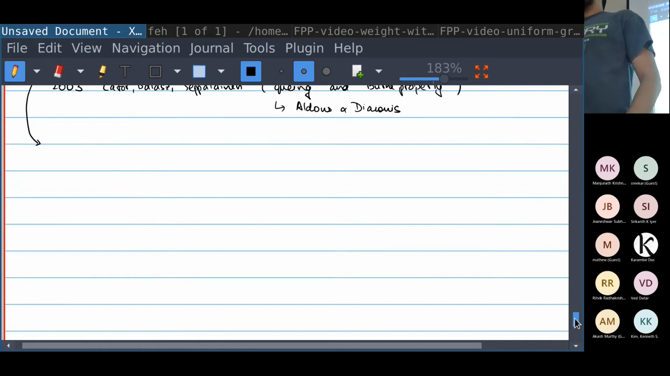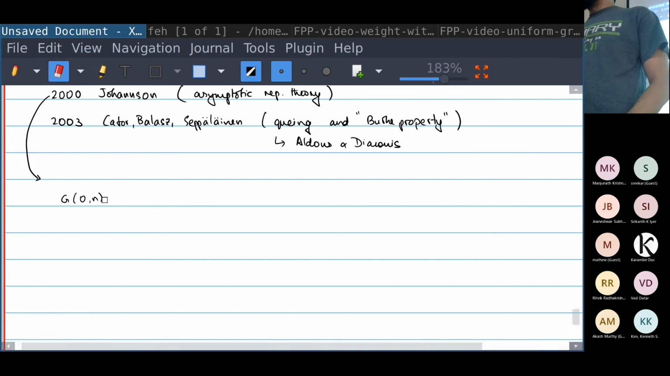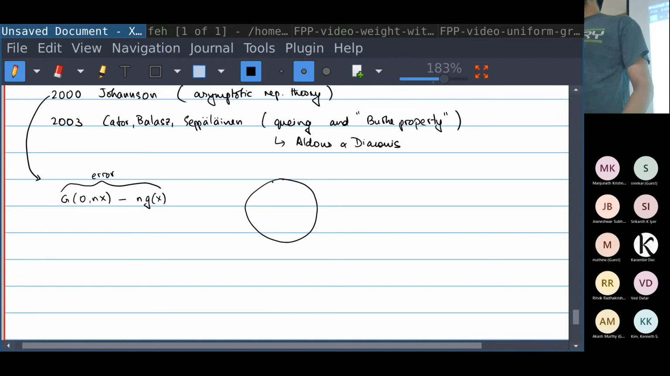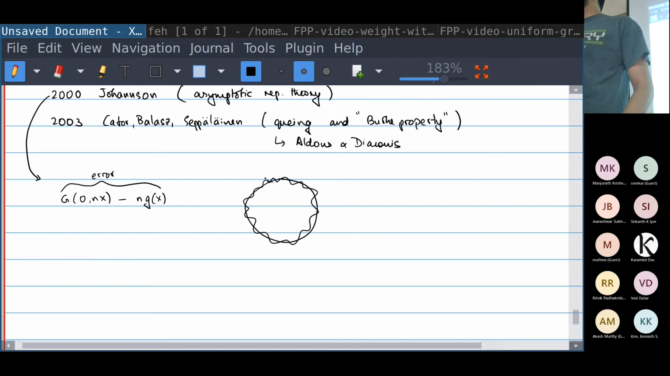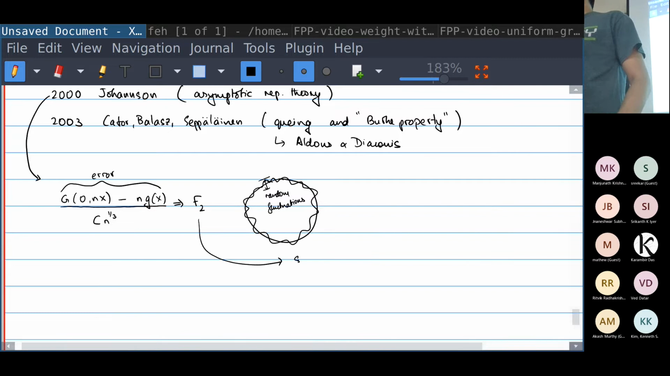So Johansson proved something even more incredible. He was able to find the second asymptotic of this last passage time. If you look at this error, if you remember my simulation, I had some limit shape and some random shape fluctuating about this limit shape, and this error is those random fluctuations I'm seeing. He said that if you divide by an explicit constant and scale with this very particular scaling, then it converges to a very special distribution, F2, called the Tracy-Widom distribution.